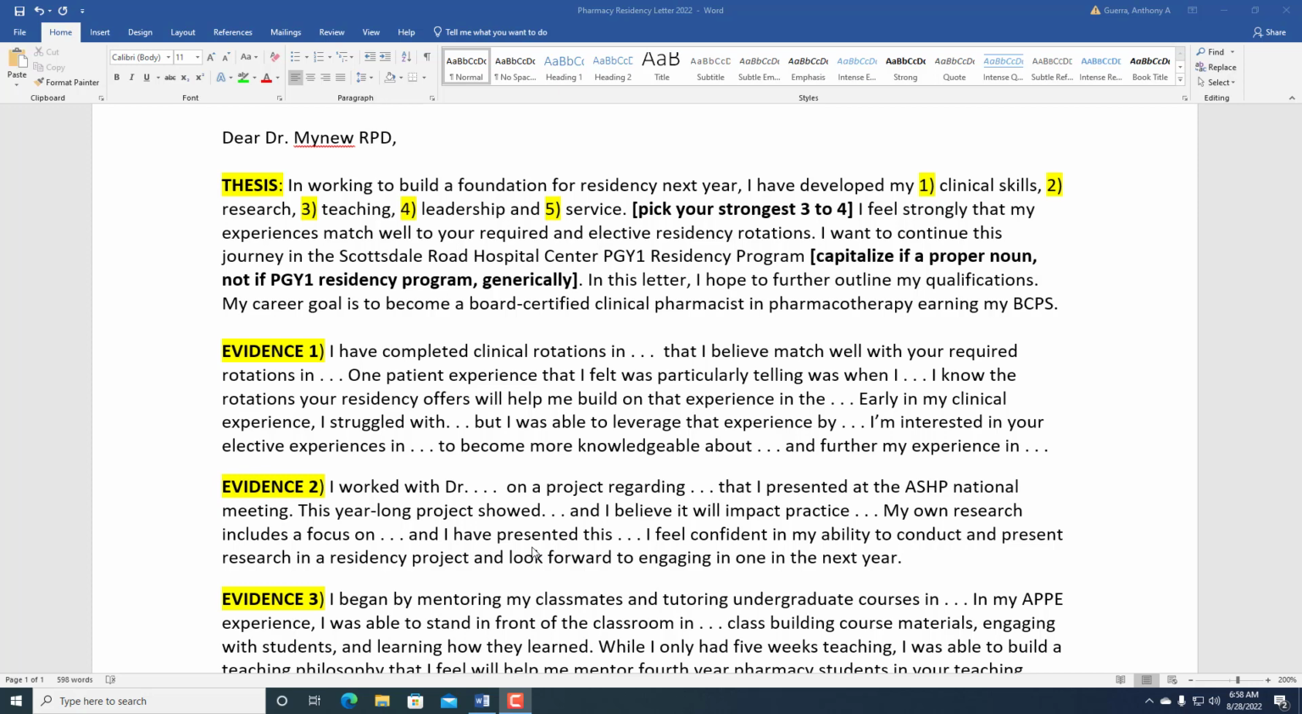And I have presented this, and you're probably going to present it at local conferences as well, which you would want to mention. I feel confident in my ability to conduct and present research in a residency project and look forward to engaging in one in the next year. What you've done now is said, okay, I've got clinical rotations in areas that are required for your residency. We're a good match. I've done research and I can do the project. It's not going to be the first time I ever did this. I've done IRB. I've done those types of things. So you're, again, building this case that, yeah, this person's ready for residency.